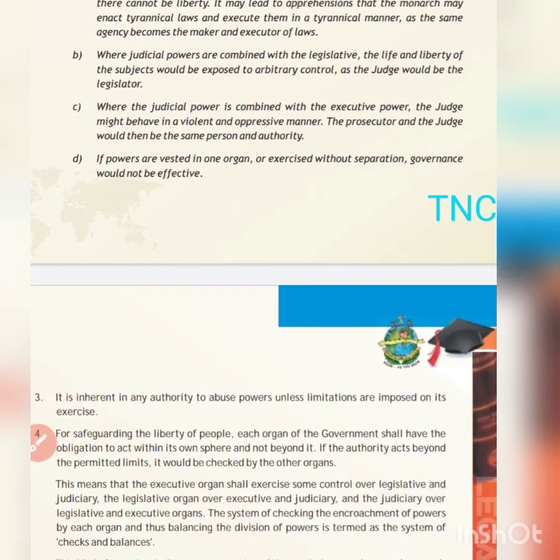So it is not good that any of the three organs' functions should be combined with each other. If powers are vested in one organ or exercised without separation, governance would not be effective. Okay, so basically these 4 points suggest that there should not be any combination of any two organs of government, or rather three organs of government. They must act separately and perform their own functions which are given to them, to ensure that governance is going on smoothly and efficiently, and also for the welfare of the nation at large.